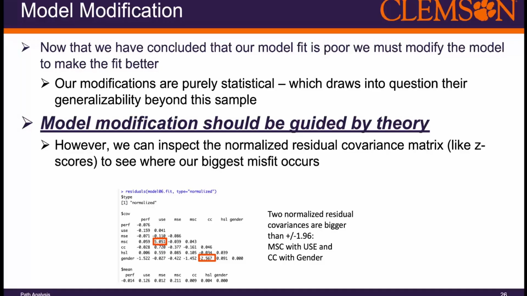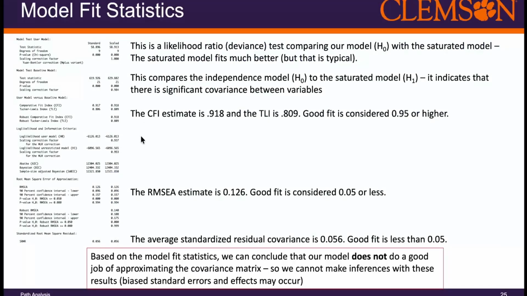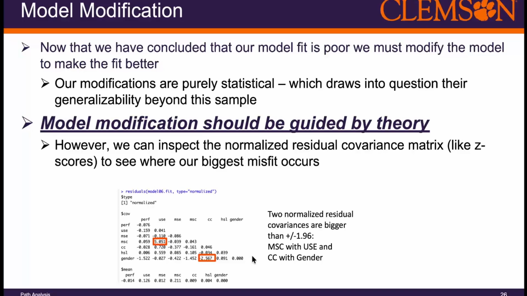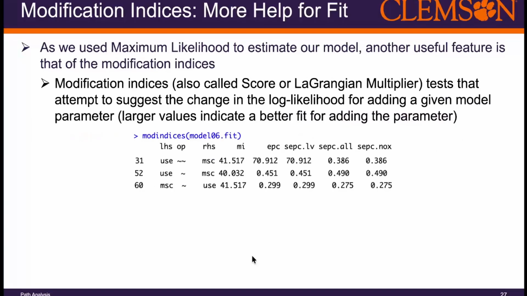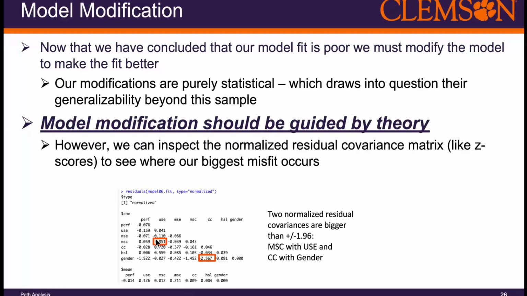The normalized residuals, to me, function as a target matrix. Hey, where are we misfitting? Where is the model not working well? The previous slide told us overall, globally, it's not fitting. This is telling us where specifically it's not fitting. There's another set of indices we could use as well. Now, this right here tells us where the problem lies.